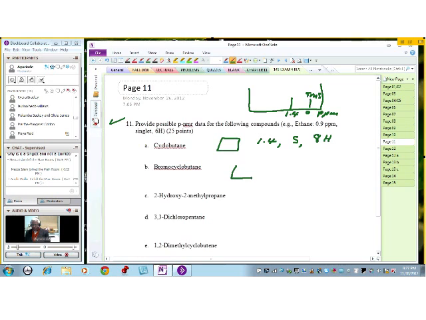Bromocyclobutane, which is this here. Now let me ask you this: how many different types of hydrogen do you have in this molecule? Bromocyclobutane. How many? You say 2. No, let us look now. Somebody said 3. Let us see.